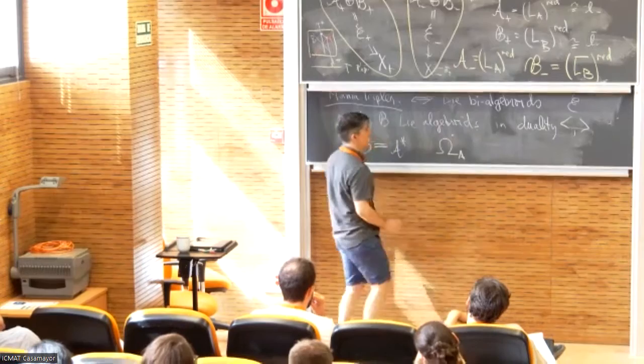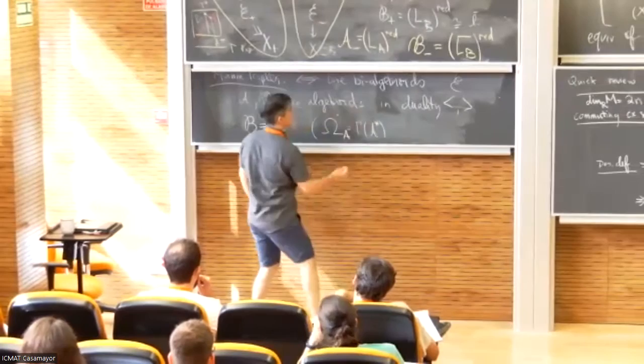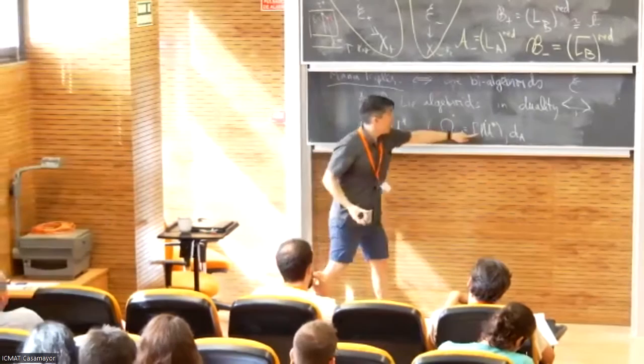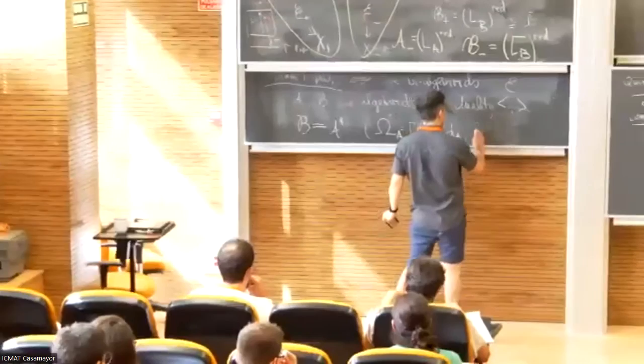just the sections of the exterior algebra of A dual, right? So this is sections of the wedge of A dual, just like the Durham complex. And this will have a differential dA, just like the Durham complex. But now A dual is identified with B. And so B has a bracket, and this bracket gets inherited by the Durham complex. And so we get a bracket coming from B, and this becomes a differential graded Lie algebra. Okay.